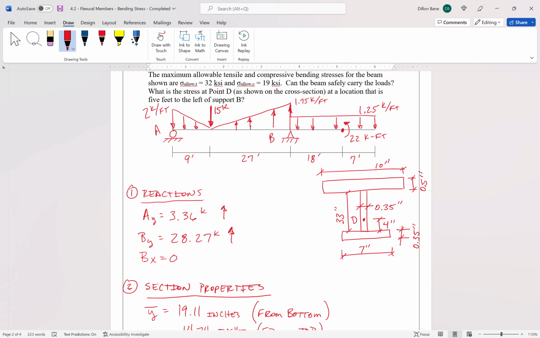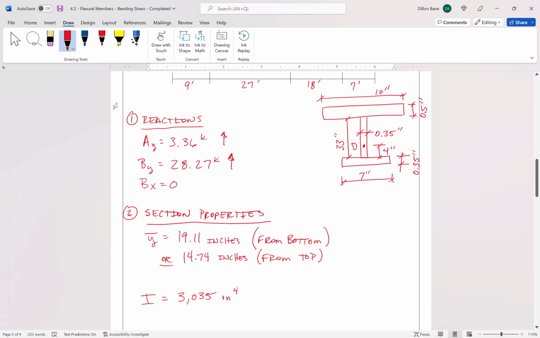Since it's not symmetric, we don't know where the centroid is located vertically, Y bar. We're going to have to calculate Y bar, and then once we have Y bar, we'll be able to calculate the moment of inertia I. So again, this is just the statics portion of the stuff. We reviewed all of this at the very beginning of the semester. I'm going to assume that you guys know how to calculate centroids and moment of inertias.